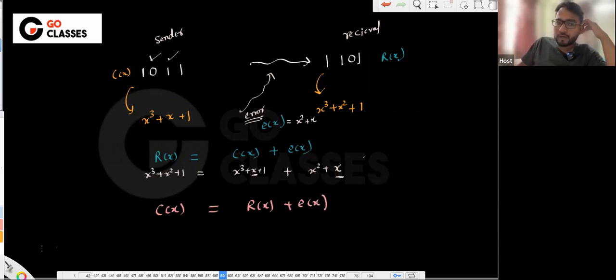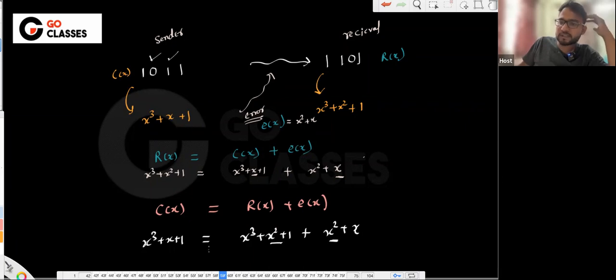Let's check it. What you are sending, x cube plus x plus 1, is the same as receiving x cube plus x square plus 1 plus error, which is x square plus x. Is this satisfying? I think this will be 0 because 2x square is 0. This will be 1 plus x. Yes, this is satisfying. So basically here minus and plus are both the same. Either you write plus Ex or you transfer this Ex here, which will be minus Ex, and this is also the same. Minus and plus here are the same. So this is how the receiving code word and the sending code word are related with the error. You add error to the receiving or the sending, and you will get the other one.